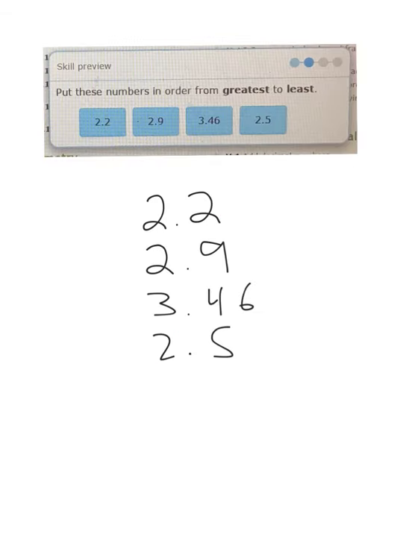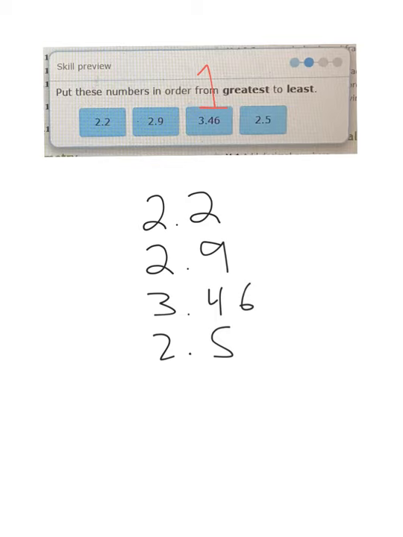This time they're asking us to order. Put these numbers in order from greatest to least. Be careful you're reading that carefully, from the biggest to the smallest. Immediately I can look and I can say, okay, 3 and is the biggest because I'm starting over on the left looking. So this is my number 1, my biggest one.